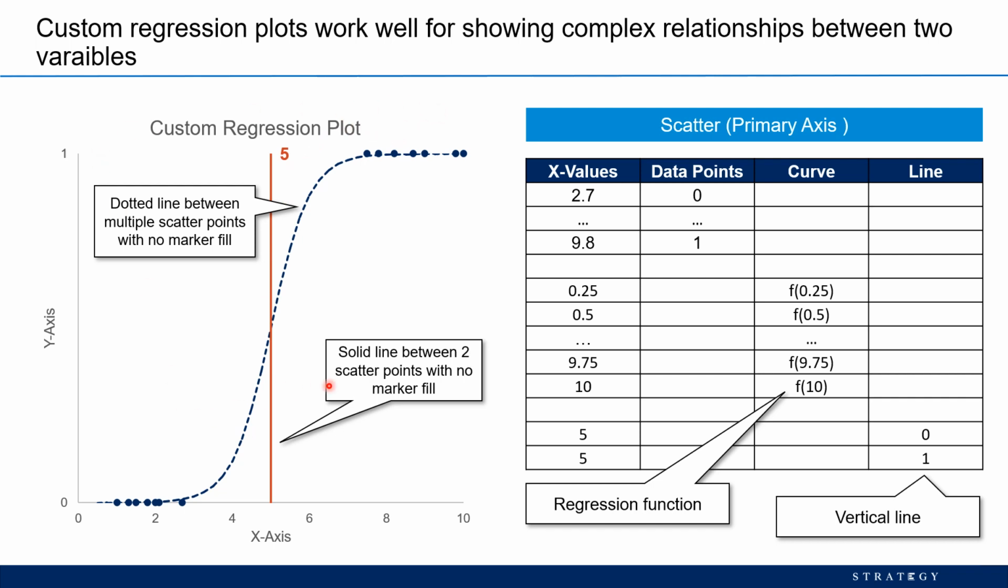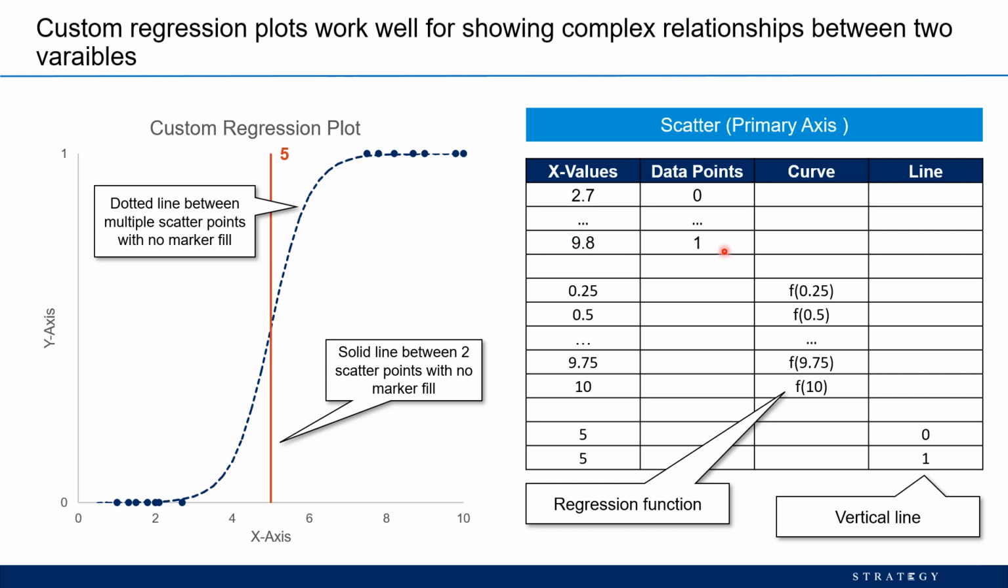So let's first take a look at this graph right here. Some of the elements of it are these data points, then we have this regression trend line, and then we have this vertical threshold line. So the way we're going to do this is, in the first column, we'll have all of the X values that represent these points right here. Then we'll have the corresponding Y values for each X value that we have, and that will give us the data points.